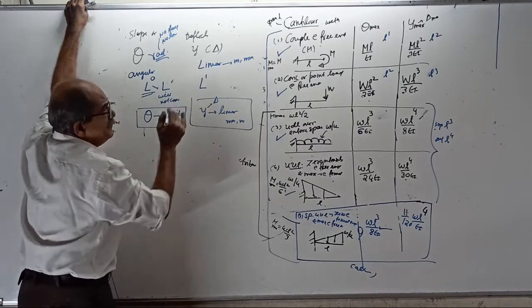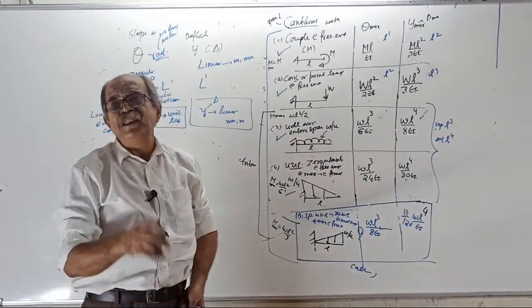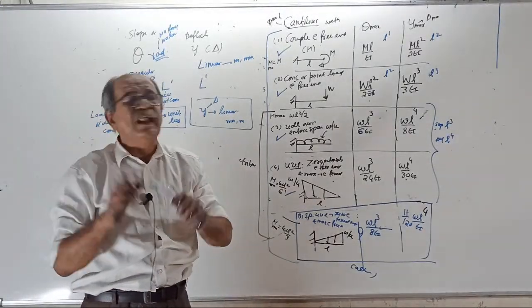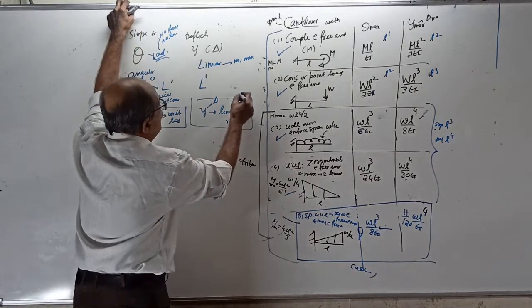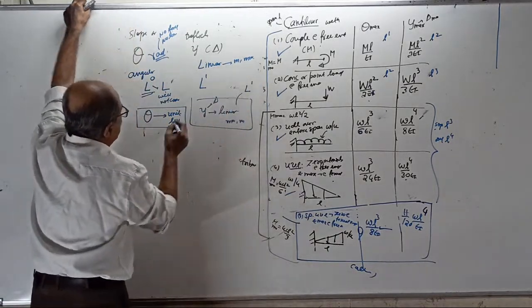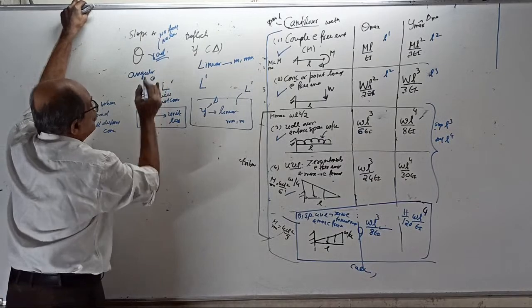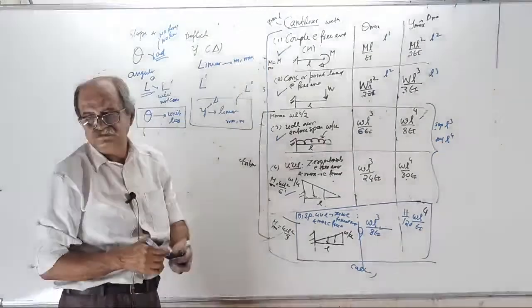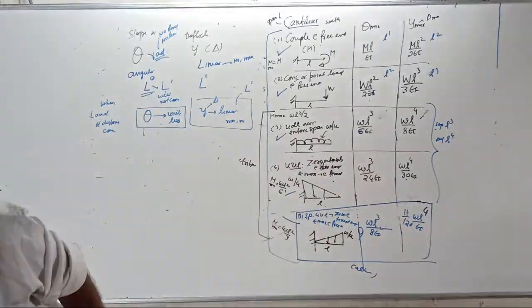This also clear? Deflection will come in meter, millimeter, or linear. L power 1 should come here. Here L power 0 should come, or L should not come. Tell me, if this is clear I will tell you the next step.